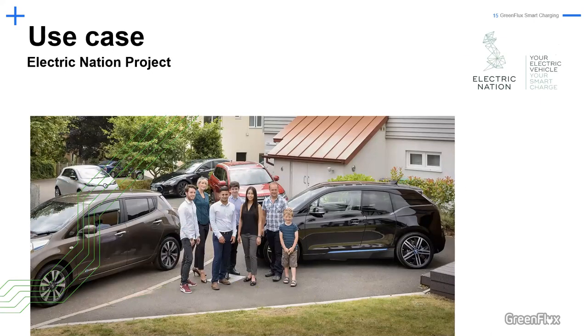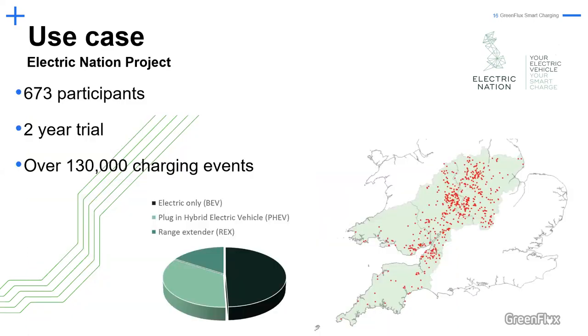Now, so far for the introduction, let's go to the Electric Nation project, which is, to my knowledge, the largest smart charging project ever done in the world. It consisted of 673 participants and lasted for 2 years, but to give you an idea how difficult this is, it took four people 1 year to recruit these 673 participants, after which this trial started. And as you can see from this map, they were spread out all over the UK.